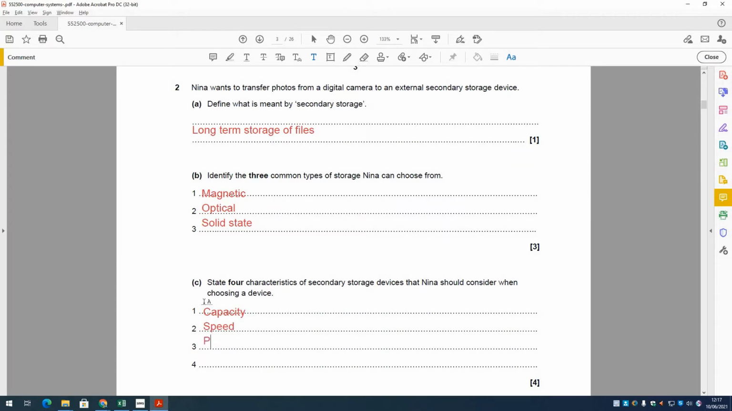You could mention portability, and mention cost, because it always comes down to that basically. These 2 answers, B and C, are directly written in the spec. Part A you might need to look a bit harder for to find that kind of information, but again, revising the spec is going to give you all the information you need.